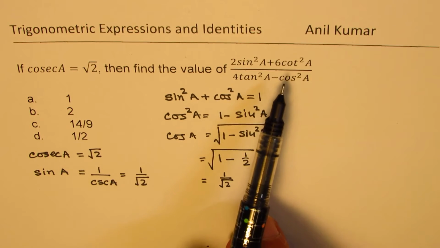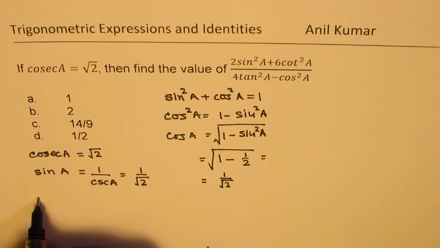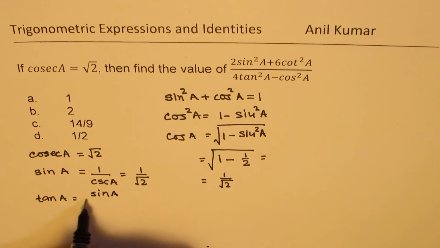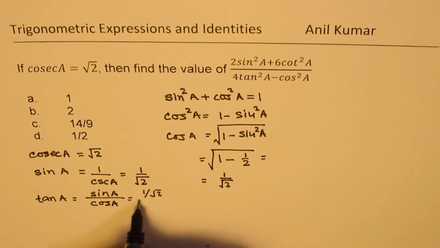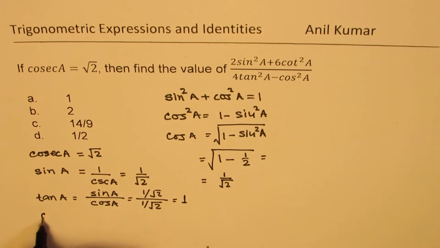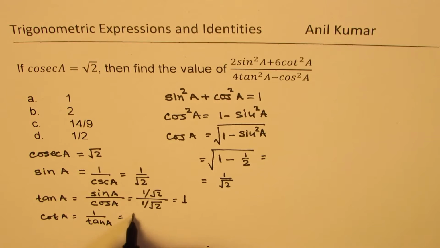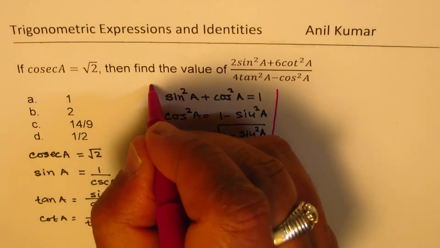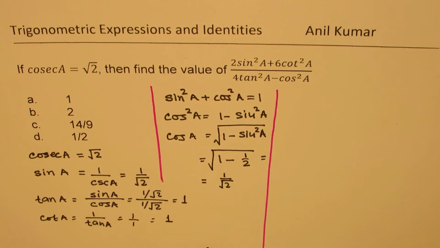Now we can find what cotangent and tangent are. Tan A is basically the ratio of sine A to cos A, which is 1 over square root 2 over 1 over square root 2, which is 1. And cotangent A is 1 over tan A, which is 1 over 1, also equal to 1. So with this, we find the exact values for all ratios. Now we can evaluate, correct?